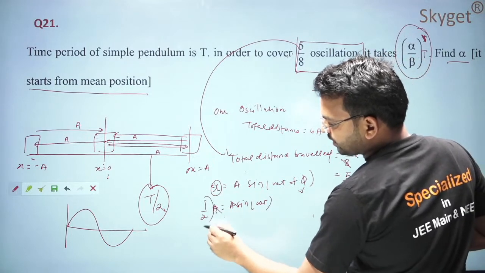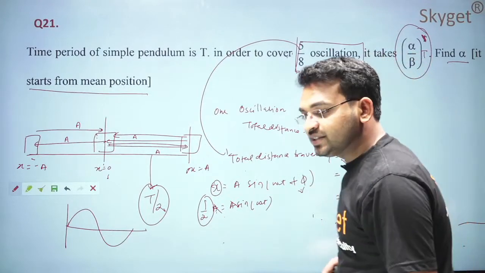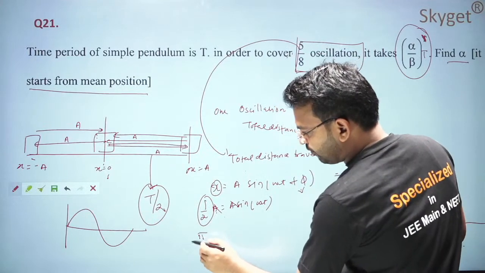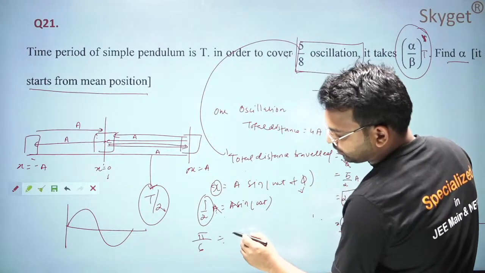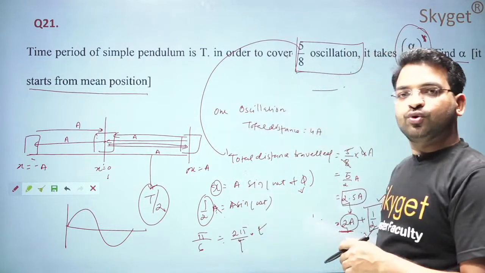A cancel out. What is the value of 1 over 2 for any value of sine? So you can say that sine 30 is 1 over 2, and if I convert into radians, that is going to be pi over 6. So equal to 2 pi over t into t. This is going to be the equation.